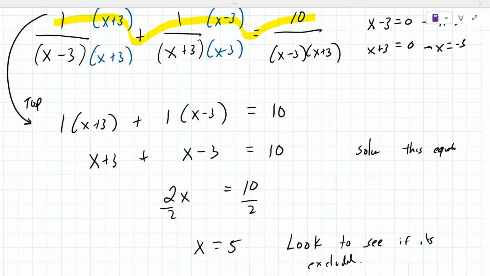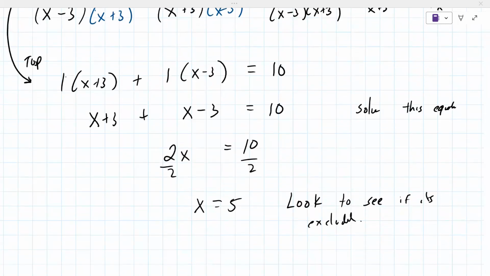So the general flow of these problems is to determine what your restrictions are, like what it can't be, and then you solve it and hopefully that answer is okay. Any questions, thoughts on that before we proceed? No.